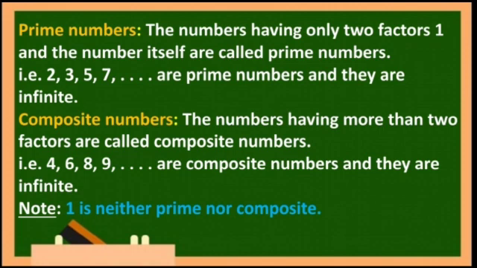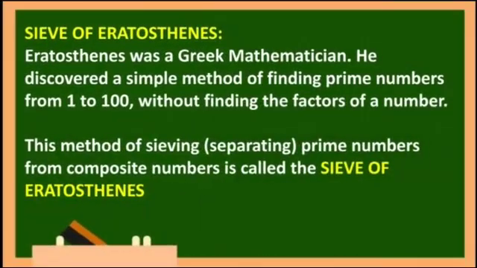So, we understood that to find a prime number or a composite number, we should know the factors of a number. There is a method which is used to find the prime numbers from 1 to 100 without finding the factors of a number. Shall we discuss how? By using the sieve of Eratosthenes.